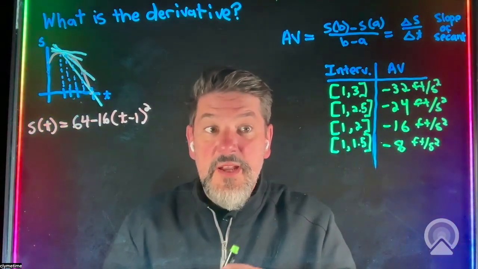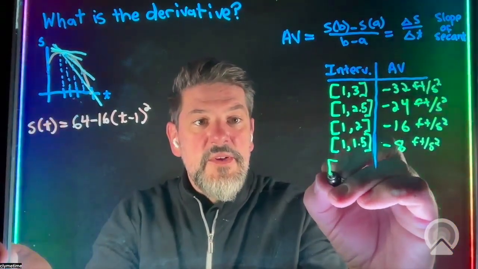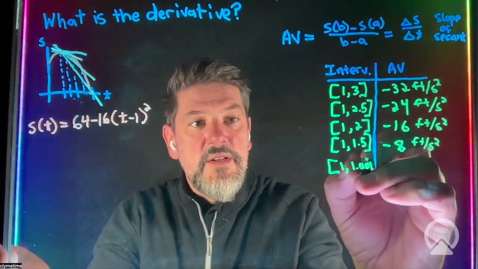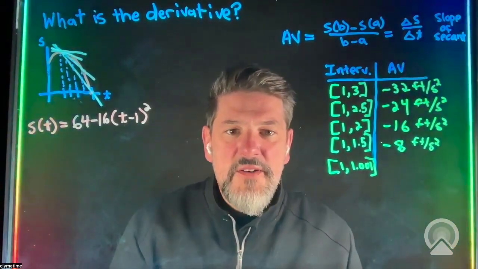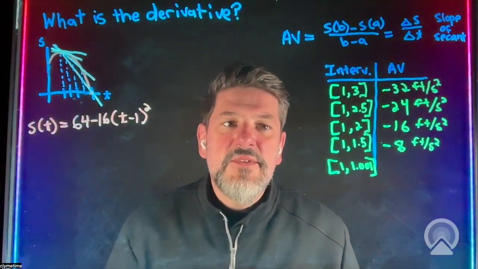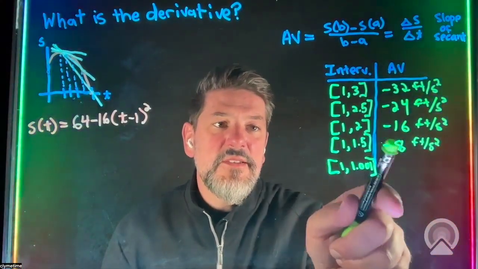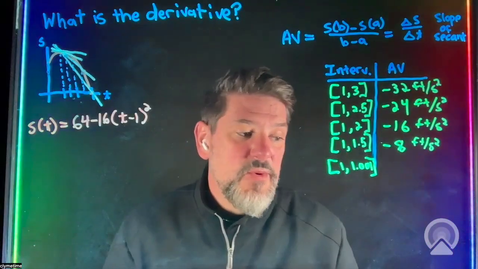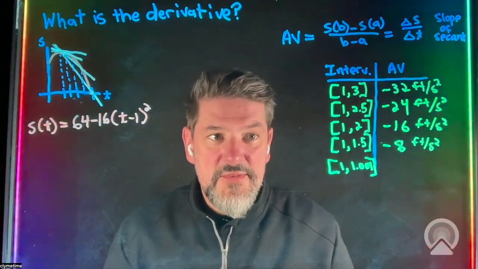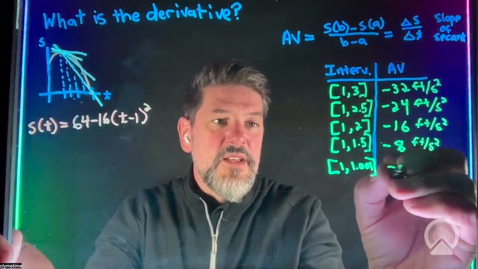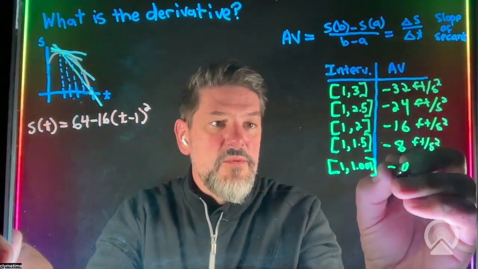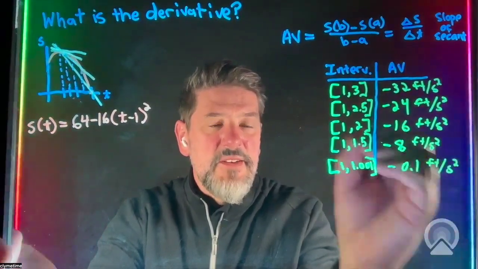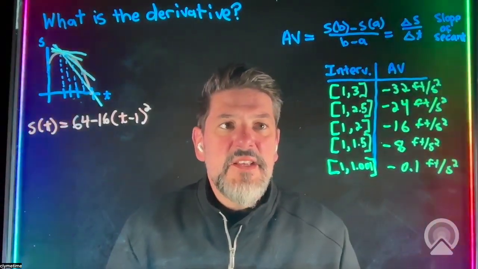So what would happen, I wonder, if I went from 1 to 1.001. So I'm very, very close now to t equals 1. What would happen to this slope? What we would expect, or the speed, the slope is a speed, we expect to get very, very close to 0. And in fact, it does. It comes out to be negative 0.1 feet per second squared. So you can see what happens here. You can see a pattern and you can see convergence.